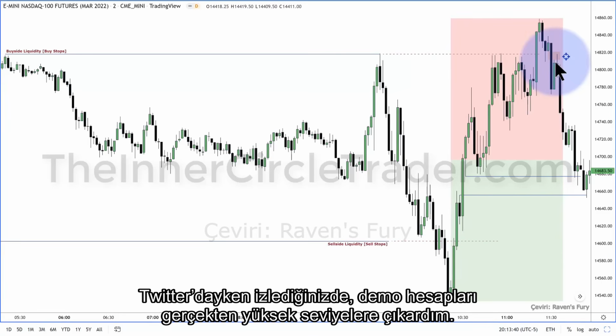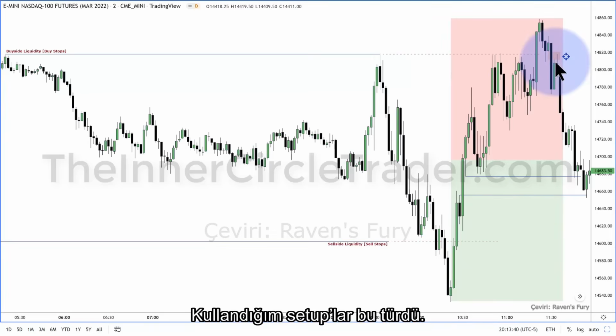These are the things that I use when you watched when I was on Twitter and I ran up the demo accounts really high. These are the types of setups I was using.